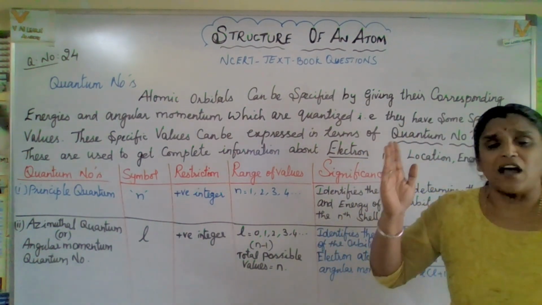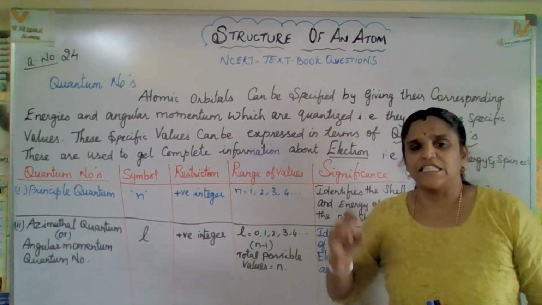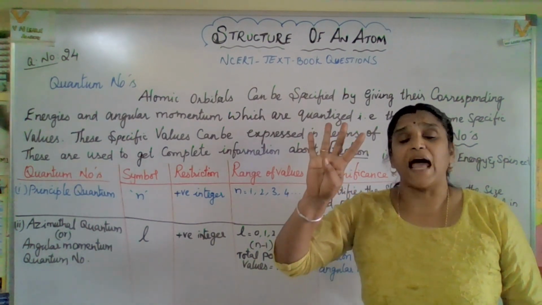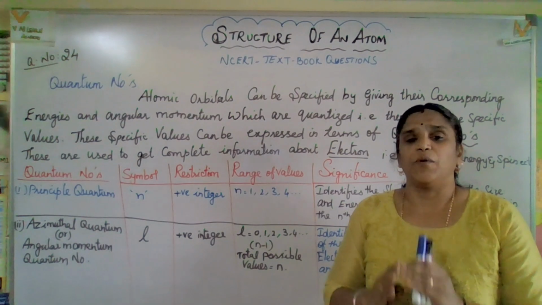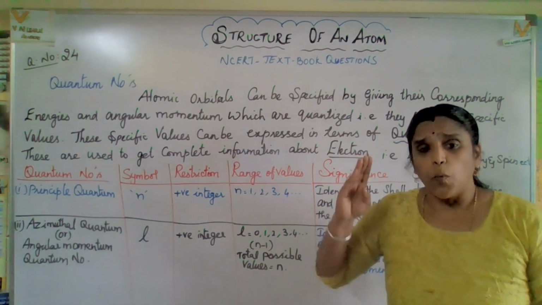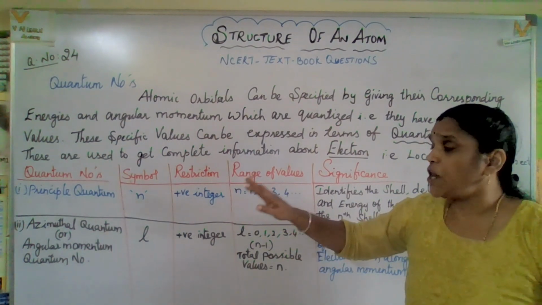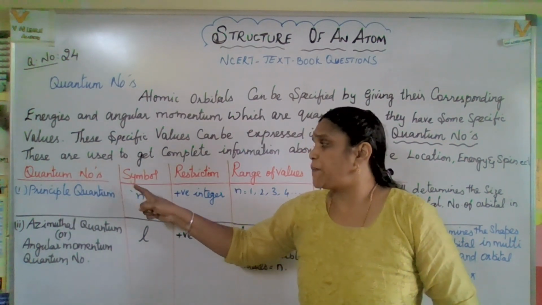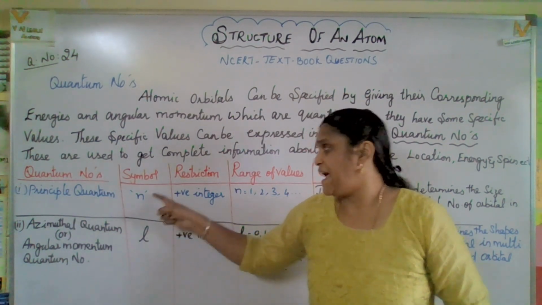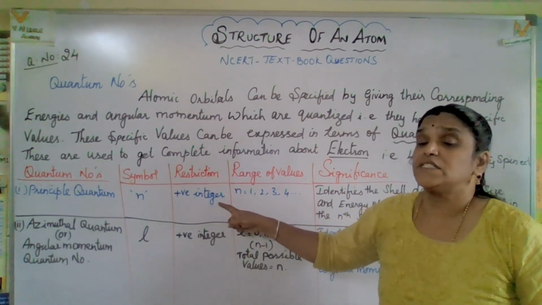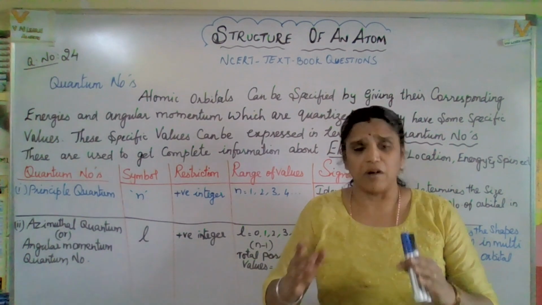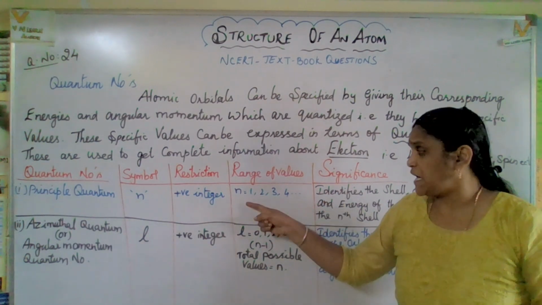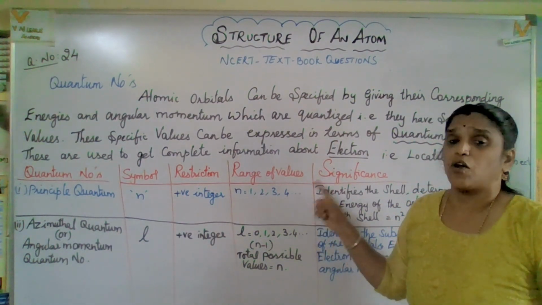What are the types of quantum numbers? They are the principal quantum number, azimuthal quantum number, magnetic quantum number, and spin quantum number. Now let us go through each one very clearly. First and foremost, the principal quantum number. Its symbol is n, and the restriction is that it is a positive integer, totally positive, with no negatives. So the range of values is n equal to 1, 2, 3, 4 onwards.